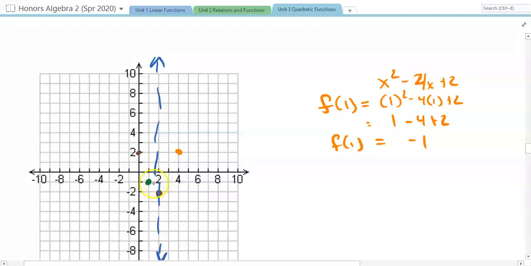Well, it's 1 unit away from my axis of symmetry, so I'm going to flip to the other side of the axis of symmetry, and it's going to reflect to that side. And so now I start to get my U shape of my parabola.